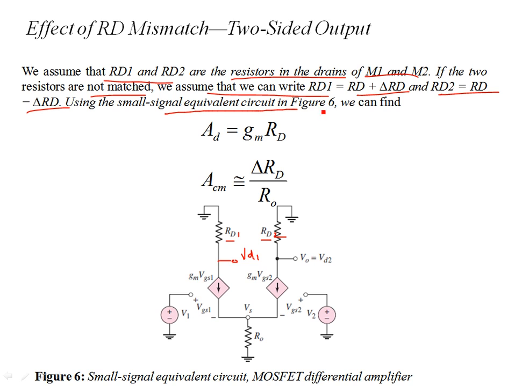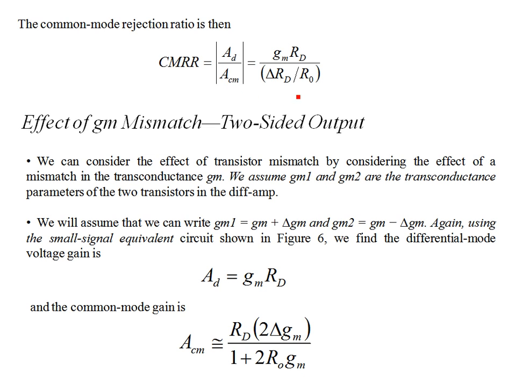Then using a small signal equivalent circuit, we can still find the differential gain is the same, but then ACM comes into the picture, that is delta RD over RD. So if delta RD is 0, ACM is 0, the common mode gain is still 0, and you will have a very large common mode rejection ratio. But if the elements are mismatched, then there is a finite common mode gain. You will still have a huge common mode rejection ratio, but this is only due to the finite difference in the drain resistances.